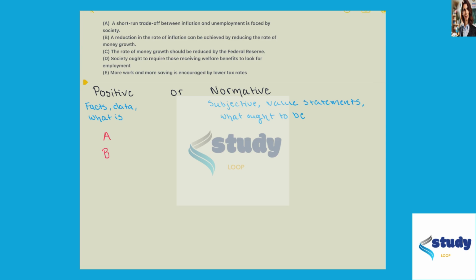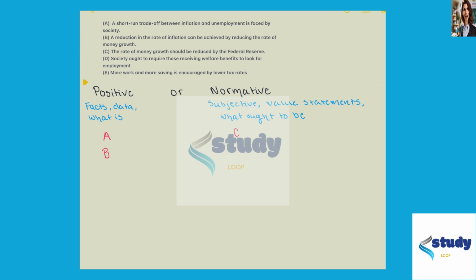Statement C here says that the rate of money growth should be reduced by the Federal Reserve. And the key in statement C is the word should. It's saying that something should be reduced. It's trying to suggest a solution, suggesting what ought to be. And so we can classify statement C as a normative statement.